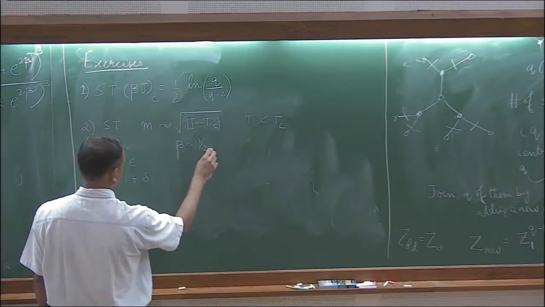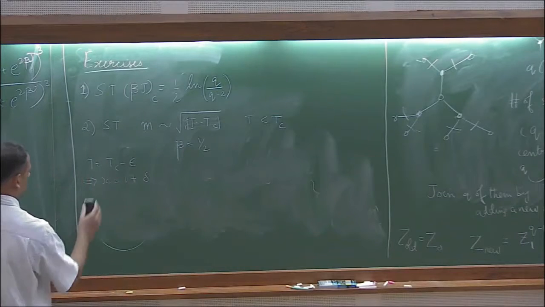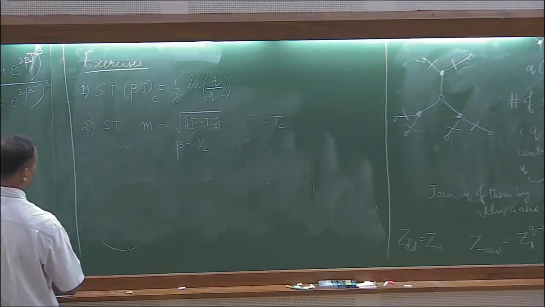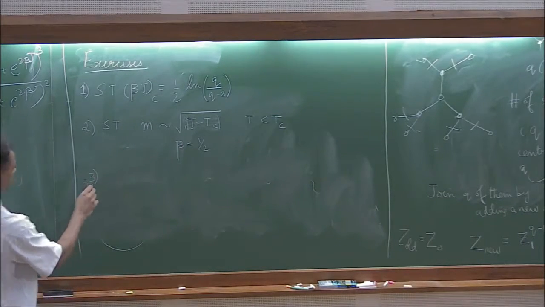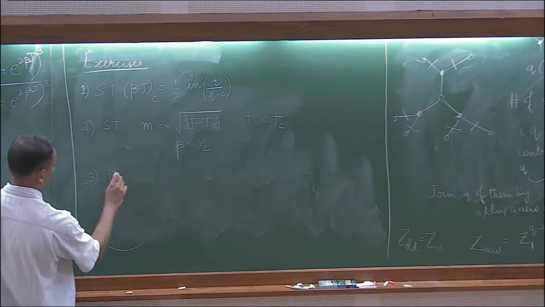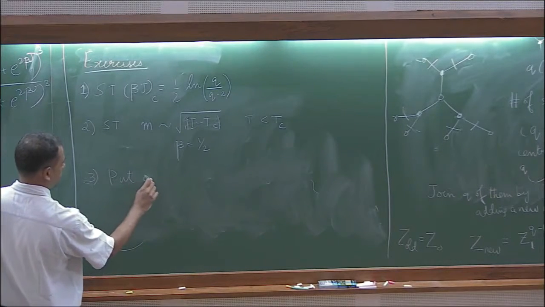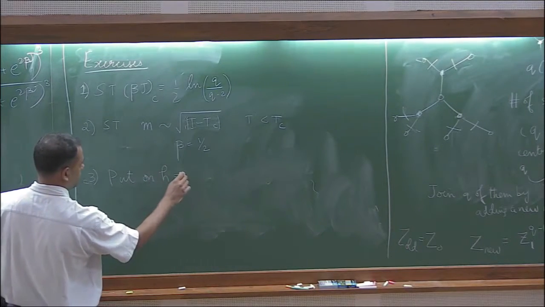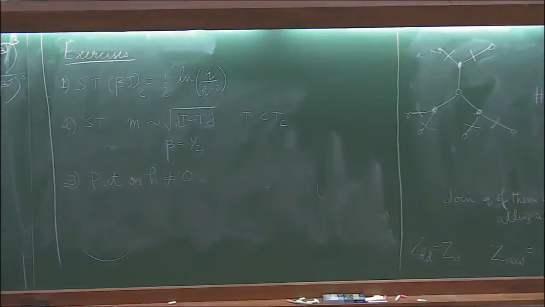Okay. Then again, straightforward, one has to do some calculations to become familiar. Put h not equal to 0. Repeat the recursion relations. You can find the fixed points and so on.